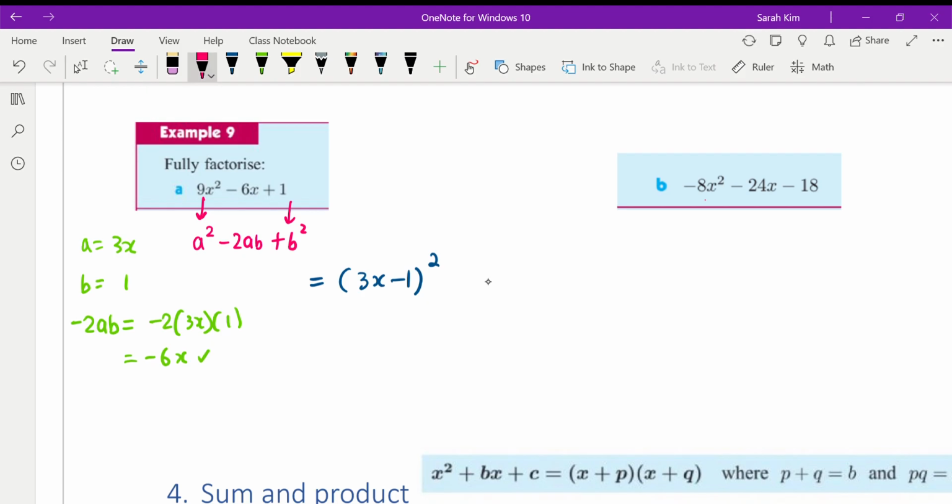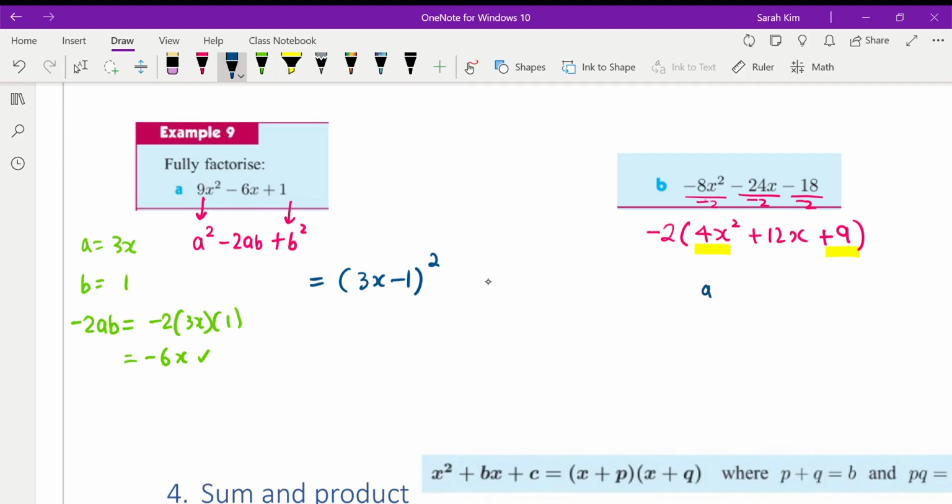I'm also going to divide out by a negative, because I don't like working with negatives inside the brackets. So if I divide every term by minus 2, this by minus 2, this by minus 2, that is what happens when we factorize. So the first term is 4x squared, and then I get plus 12x, and then I get plus 9. As you can see, I just need to make sure these terms are square rootable, which they are.